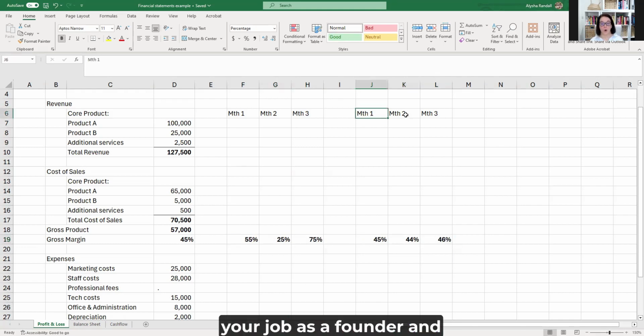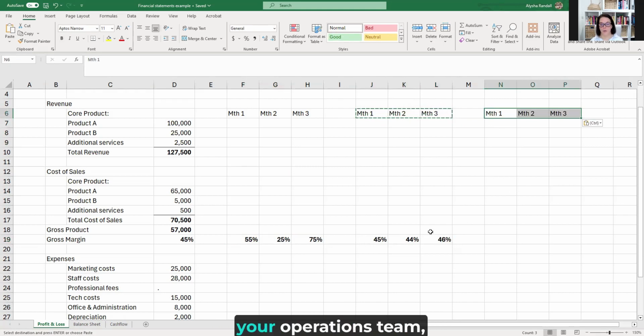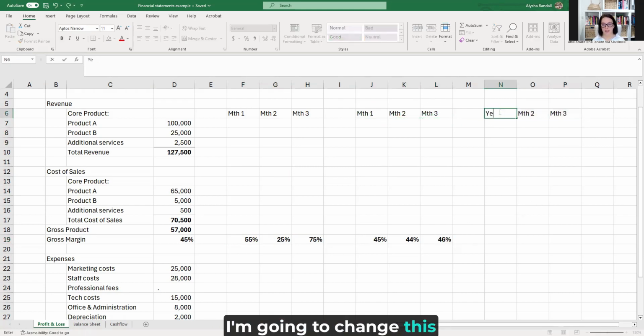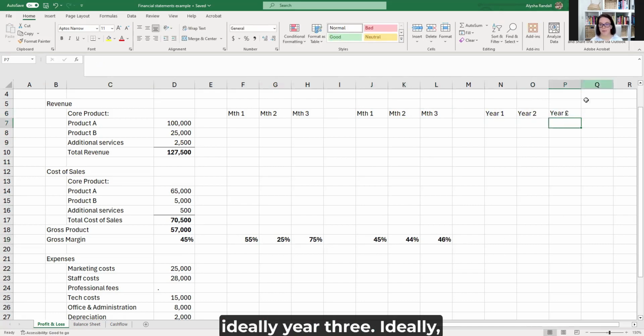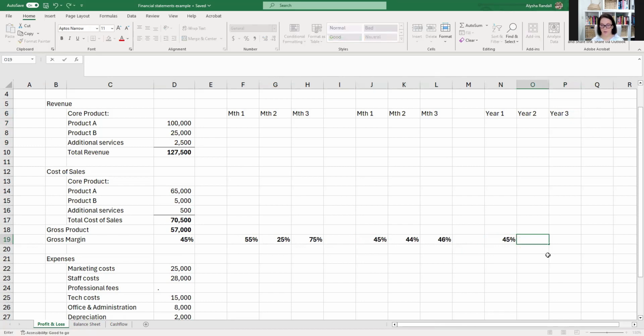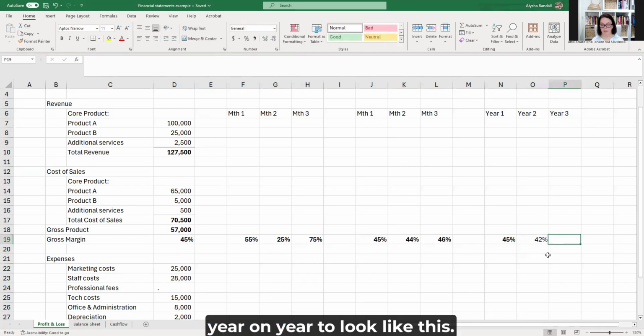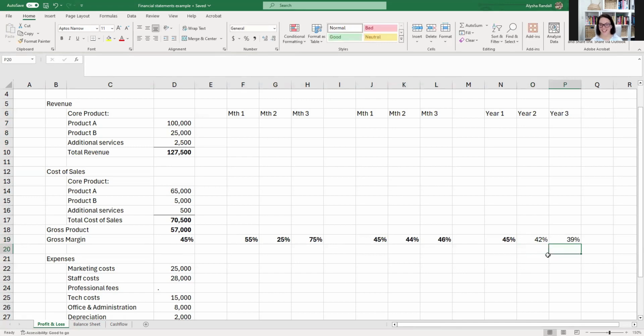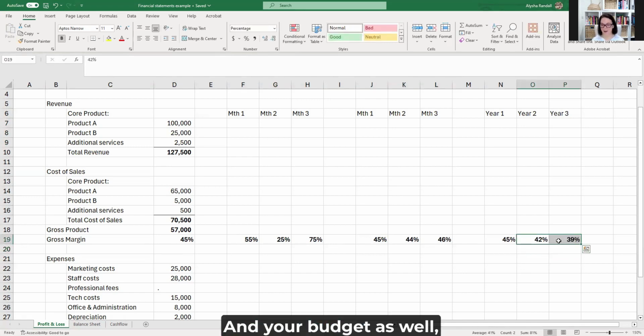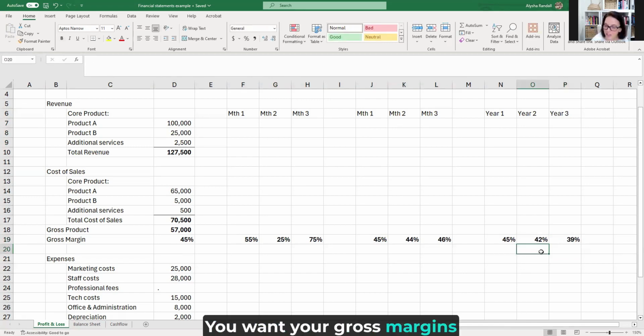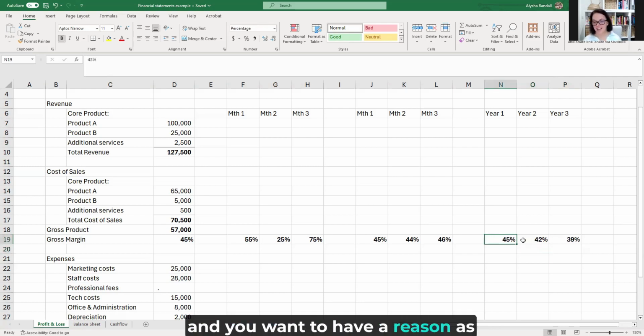Now, ideally, your job as a founder and your operations team, I'm going to change this to year 1, year 2, year 3. Ideally, you want your margins year on year to look like this. And your budget as well, your forecast, you want your gross margins to look like this. And you want to have a reason as a business as to why that is.